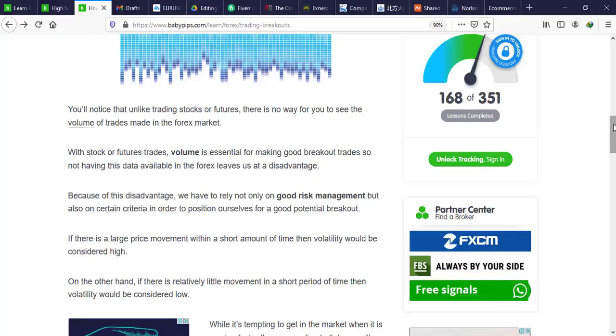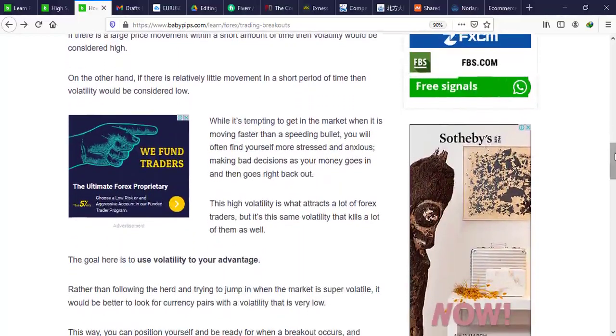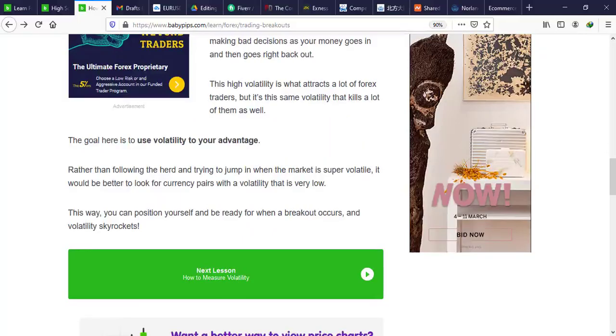So if there's a price movement that is very high within a short period of time, we see the market is highly volatile. However, when there's no price movement, we say there is no volatility, or volatility is low. The only way you can succeed in using volatility to your advantage is to be patient and wait for the market to settle. Let all the noise fade out, and when the market is settled and it takes a particular direction, then you can get into the market and ride the trade once it skyrockets.